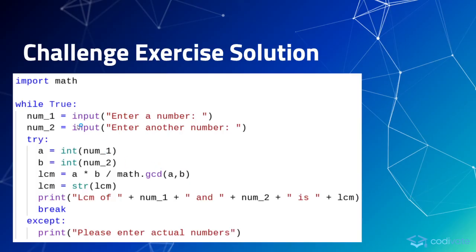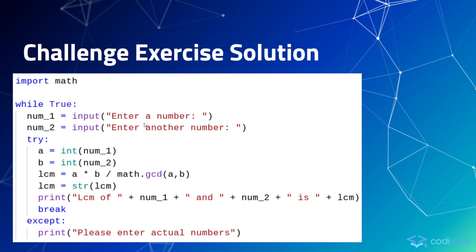So our general format for continuing to ask until something is valid is to use the while true in conjunction with the try and except. So in our while true, the first thing we're going to do is ask the user to input two numbers. So num1 is going to be assigned whatever they input in the first line, and num2 is going to be assigned whatever they input in the second line.